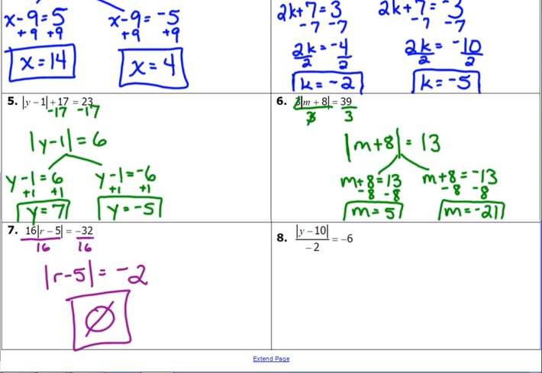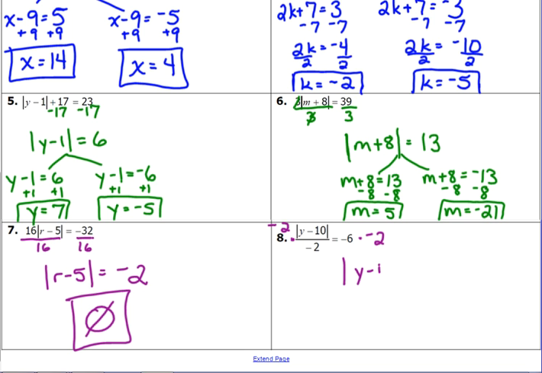Now, if you were not thinking about that at all and you went ahead and solved it, you would get 2 answers, but when you plug them back in, there's no way that it would equal negative 32. So you would throw both of them out. Okay, number 8. Absolute value of y minus 10 over negative 2 is equal to negative 6. What can we do to that? Multiply by negative 2. Yes, multiply both sides by negative 2.